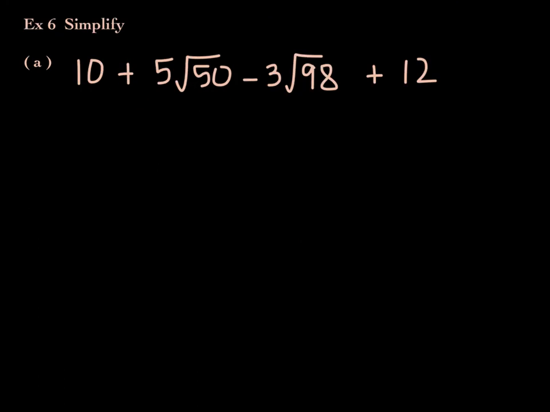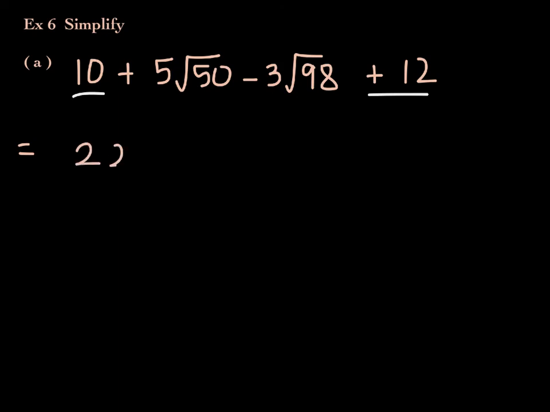All right, guys, we're going to wrap up this lesson by simplifying some radical expressions. We have 10 plus 5 times the square root of 50 minus 3 times the square root of 98 plus 12. Let's get the easiest part of this first. Let's add the constants. 10 plus 12 is 22. Let's take care of that really quickly.